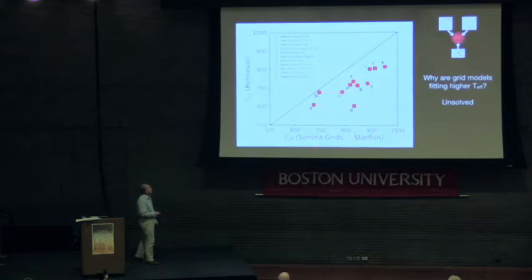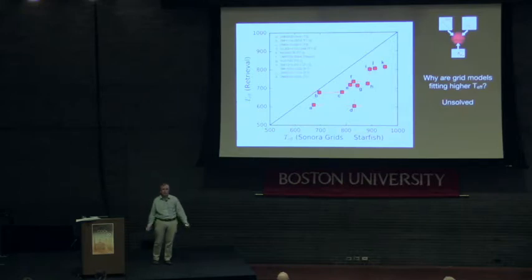Here's a comparison of effective temperature from the retrievals versus our grids, and there seems to be a systematic 50 or 80 Kelvin offset. Why is that? We have to figure that out. So again, an example of all three things coming together to give insight.